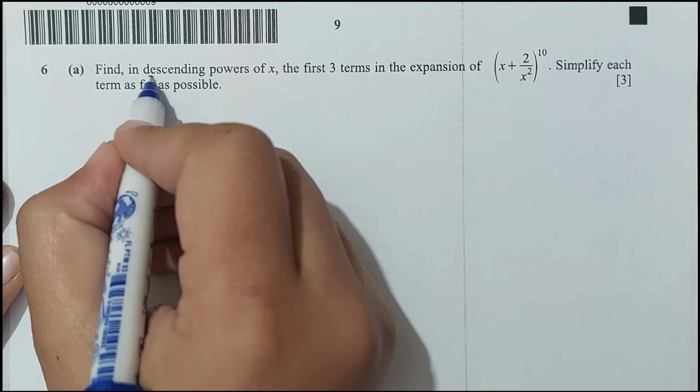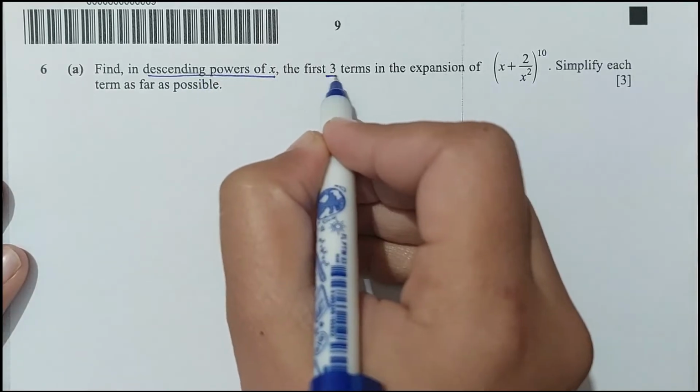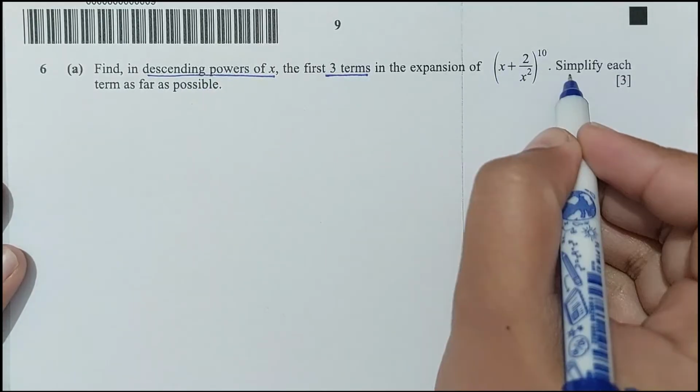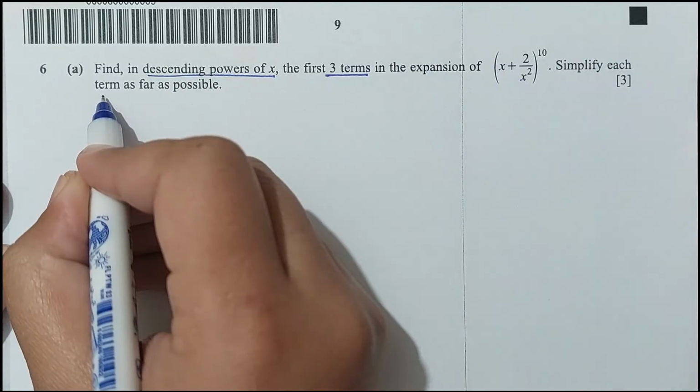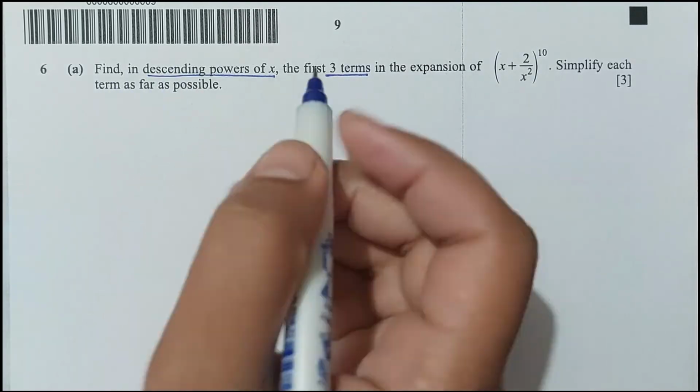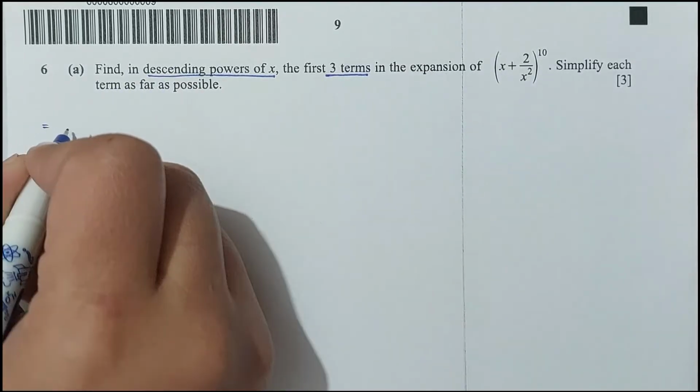Question number 6, part A. Find in descending powers of x the first 3 terms in the expansion of this. Simplify each term as far as possible. Descending powers of x means decreasing power of x. Let me open this binomial expansion.